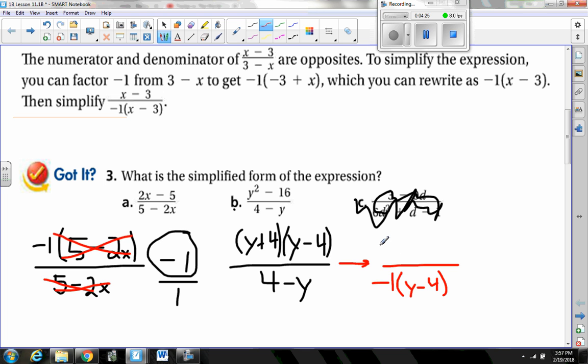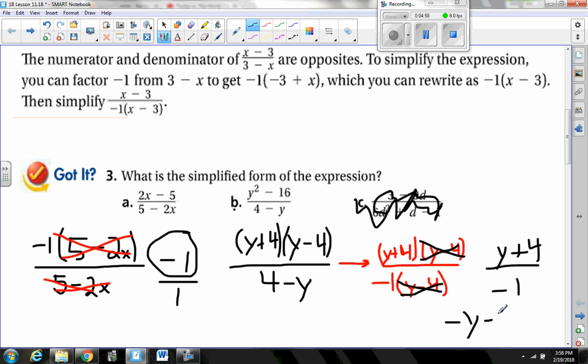And the top of my fraction has not changed right now. It says y plus 4 and y minus 4. And if I cancel those y minus 4's, ask myself, what are you left with? Well, you're left with y plus 4 over negative 1. Now, dividing by negative 1 just changes the sign of both of these, so if you want, you can go negative y minus 4, but I'm perfectly okay with this answer.